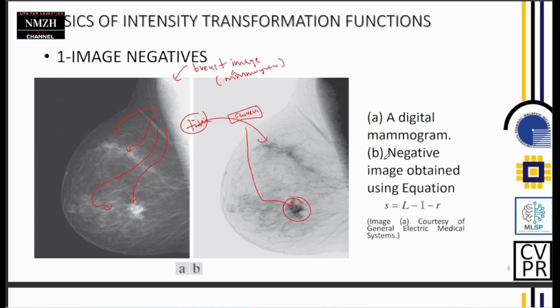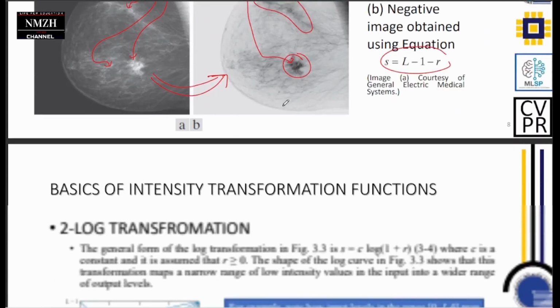So when we talk about the negative, the moment that we enhance this particular image from the mammogram image to a negative image, obtained by this particular equation, we can see the changes or abnormality of the tissues or cells in the breast happening here and particularly here, right? So that would be the image negative transformation function, number one, okay?